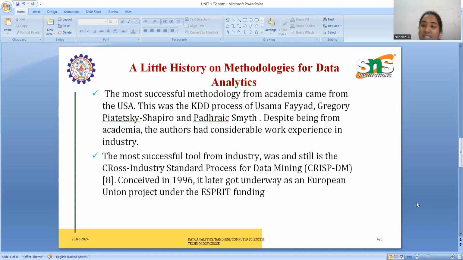CRISP-DM, the Cross-Industry Standard Process for Data Mining, consists of many phases inside. First one is business understanding. Before understanding the business, we must know its objectives and what requirements are needed. After that, data understanding. For whatever industry you need data, you need to get an understanding of that data, then data preparation is done. Data preparation is nothing but, with the understanding of the data you got, you must clean the data, pre-process the data, and transform the data for analytics.